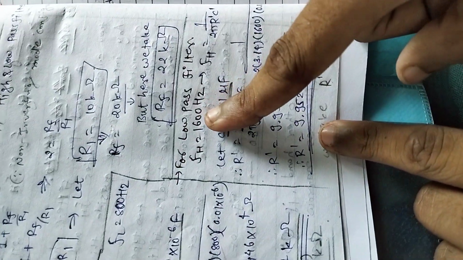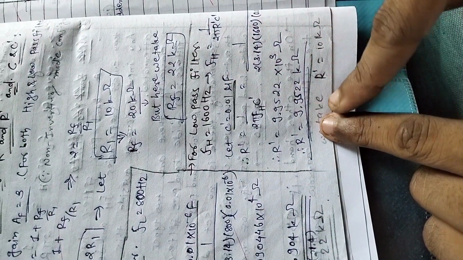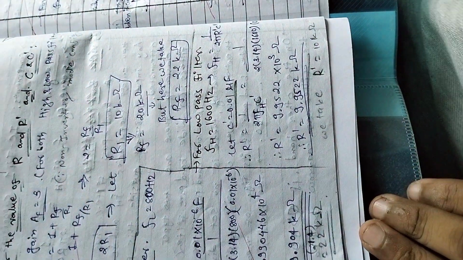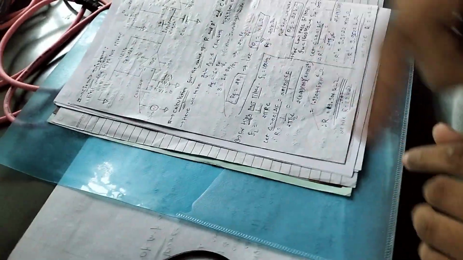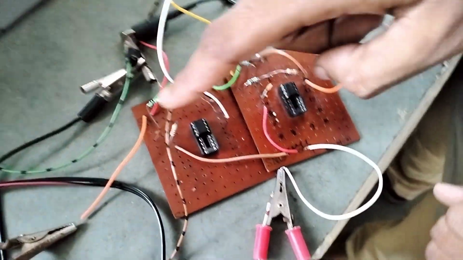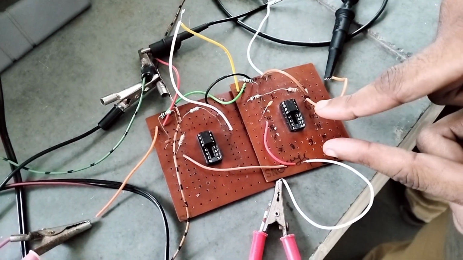We do a similar process for 1600 hertz, and we get approximately a 22 kilo ohm resistor. Now here we see the circuit diagram for the high pass and low pass filter. This first circuit is the high pass and this one is the low pass.